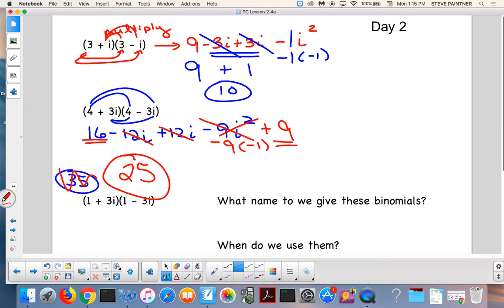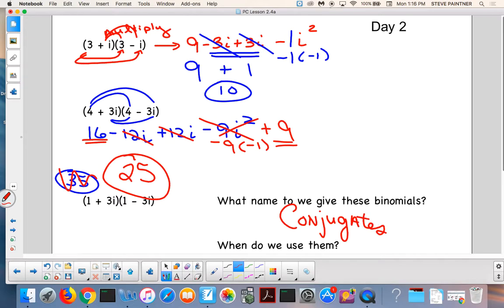Okay. So you multiply this, you multiply that, and then I ask you to do it again. And then I say what? What name do we give these binomials? 3 plus i times 3 minus i. 4 plus 3i times 4 minus 3i. There's a name that we talked about back in Algebra 2. Conjugates. Good. They're called conjugates.